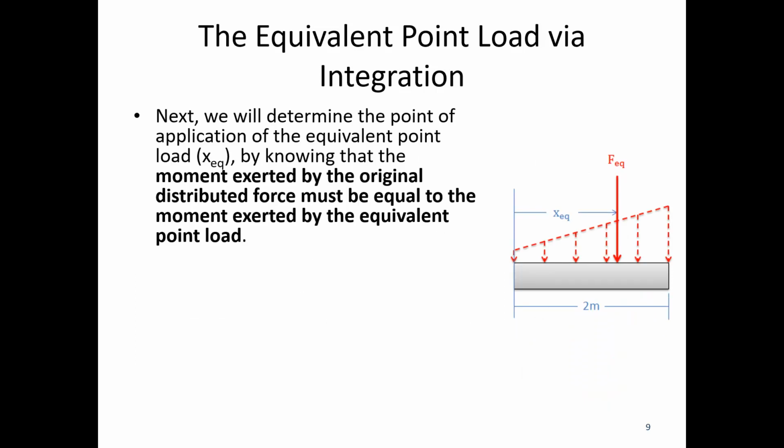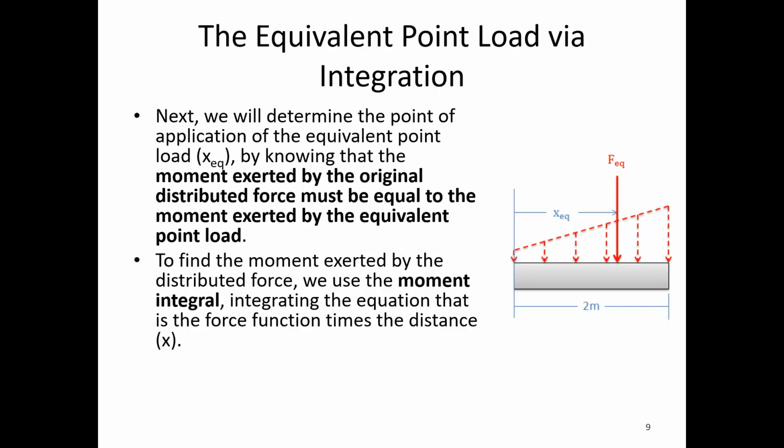All right, so once we have f of x, we take the integral from the left side to the right side of that. We have the magnitude F_EQ. Now we need to find the X_EQ, or the location, point of application of our equivalent point load. So again, we go back to our earlier example. The moment exerted by the original distributed force must be equal to the moment exerted by the equivalent point load.